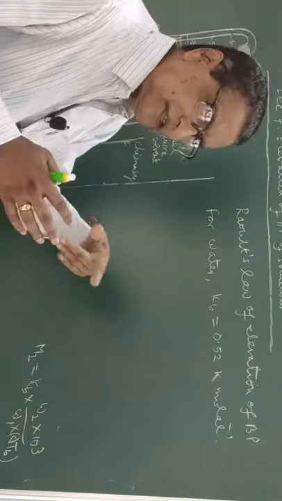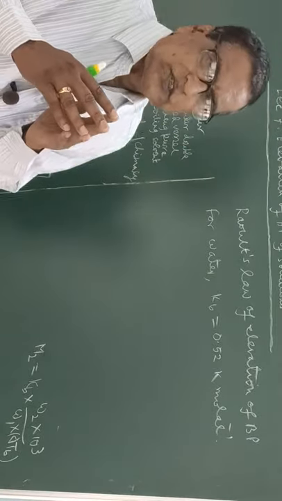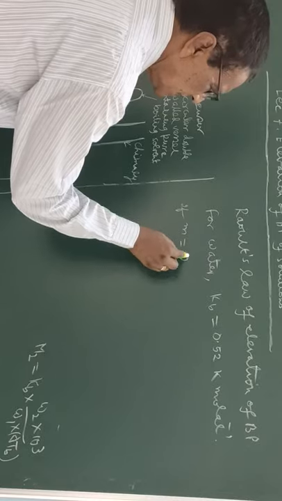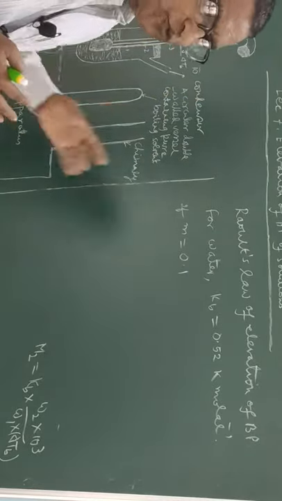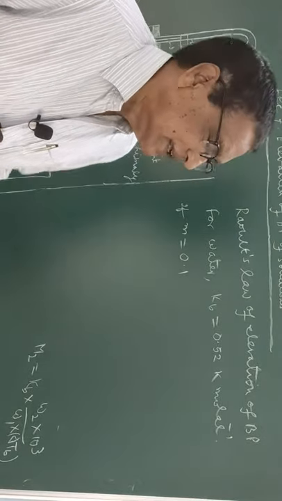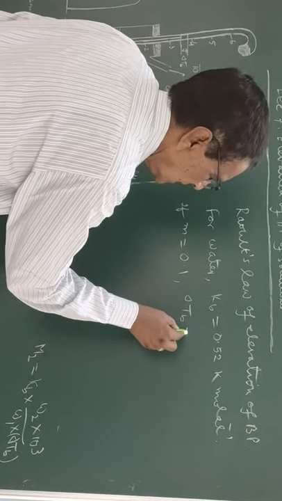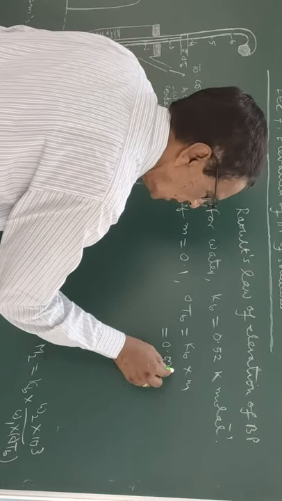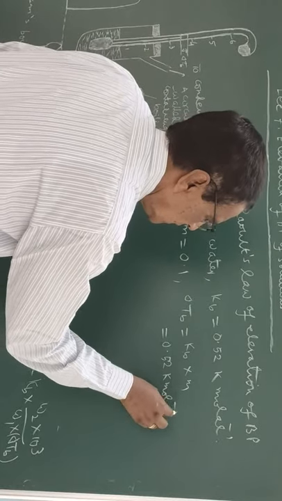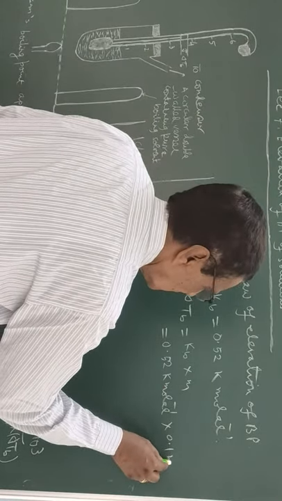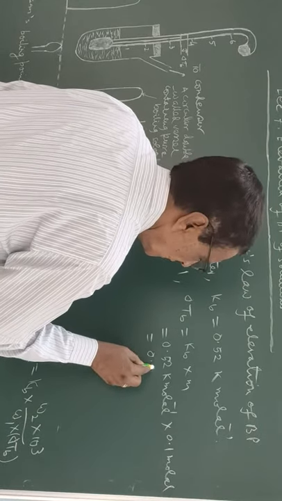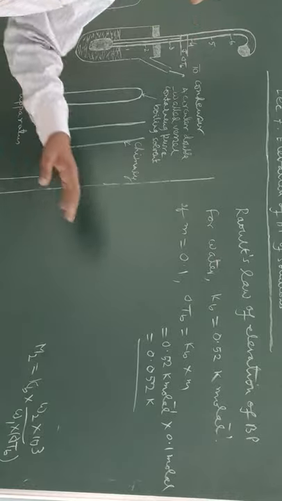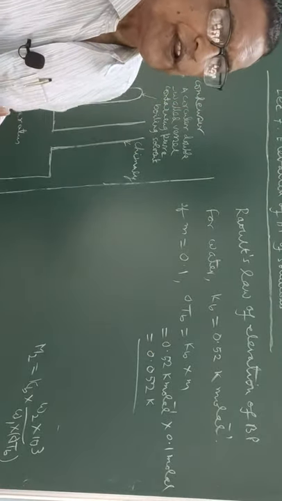And this elevation of boiling point is very small, and 1 molar is also a strong solution, not a dilute one. So if molality is taken 0.1, which is supposed to be behaving ideally, then delta TB equal to KB into m, and this one equal to 0.52 Kelvin molar inverse into 0.1 molar. So this will give you 0.052 Kelvin.